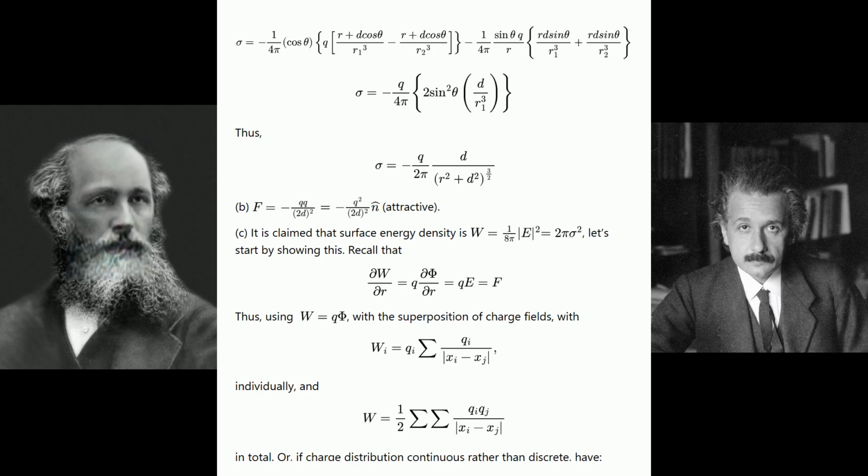Let's start by showing this. Recall that, see the next equation. Thus, using W equals Q phi with the superposition of charge fields, with, see the next equation, individually and, see the next equation, in total. Or, if charge distribution is continuous rather than discrete, we have, see the next equation.